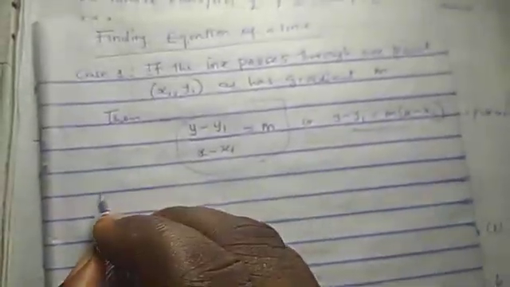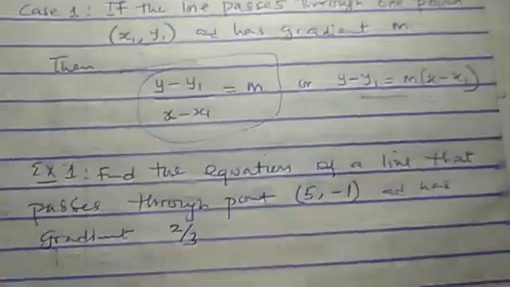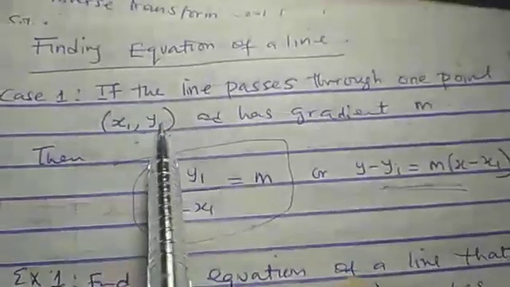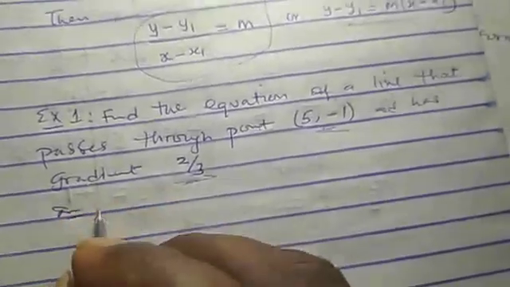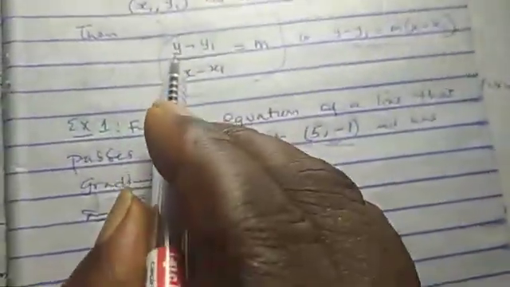So in this case, let's take an example. Example 1: find the equation of a line that passes through the point (5, -1) and has gradient 2/3. You see that it's the same thing as this. That is, we are given one point and a gradient. So (x1, y1) is given, and m is given, which is 2/3. I will now use this formula.